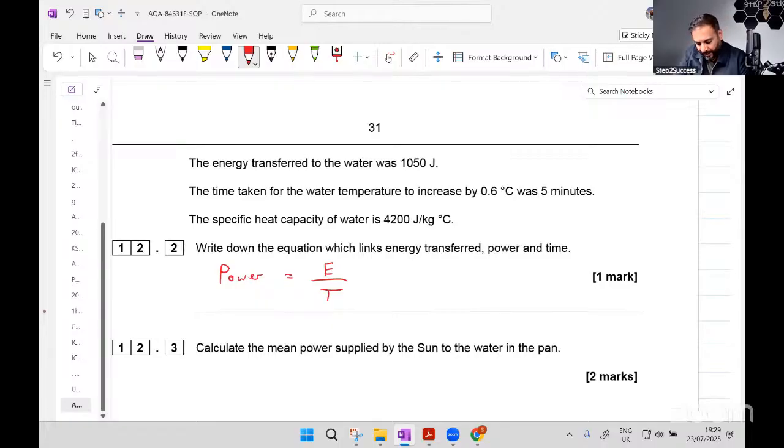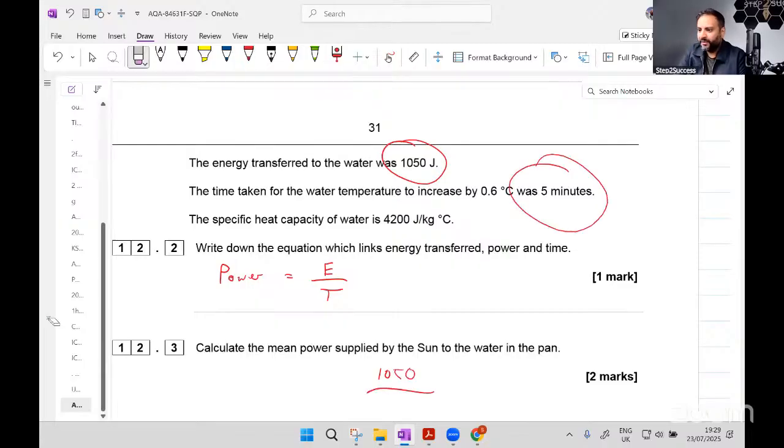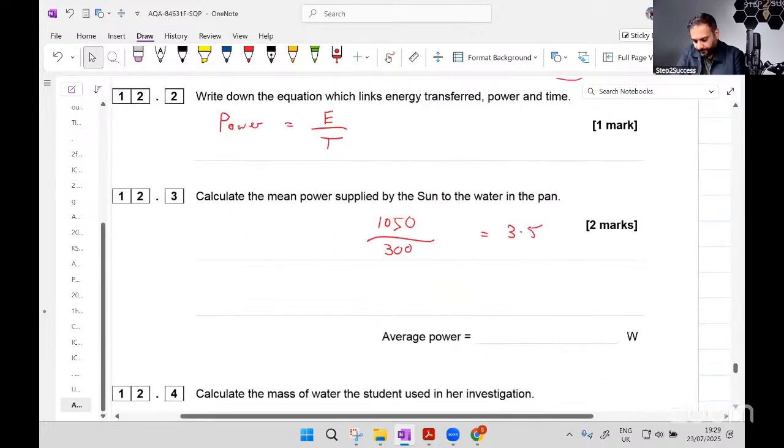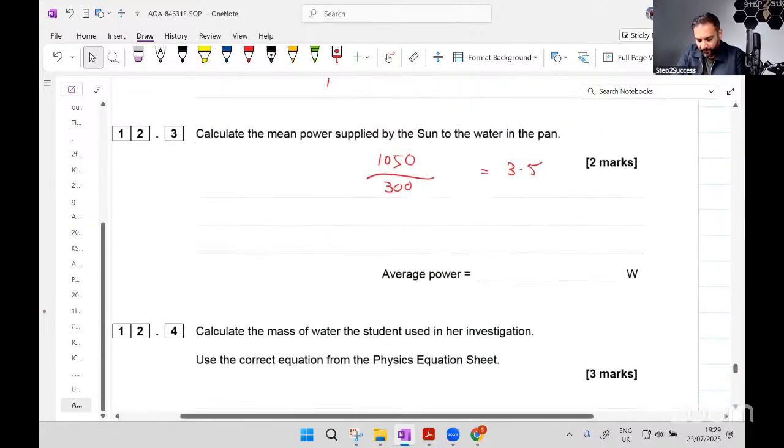So we need to work out power. We have an equation for it. All we need is energy and time. There's energy, 1050. We need time, 5 minutes. But we don't use minutes in physics equations. You need to convert it to seconds by timesing it by 60. So you do 1050 divided by 300, and you should get 3.5 watts.